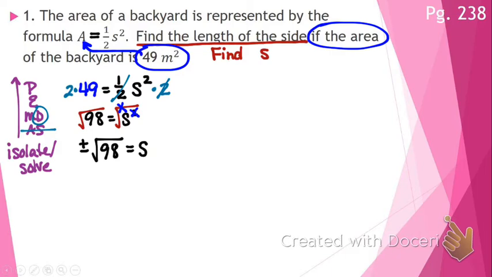And then I need to break down the square root of 98 to see if that simplifies it all. So let's go ahead and break down the square root of 98. Go ahead and pause the video, break that down, and then we'll check our work together.